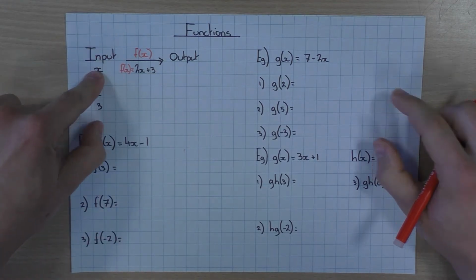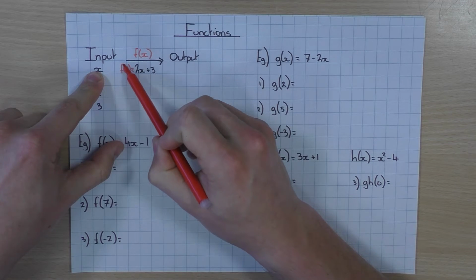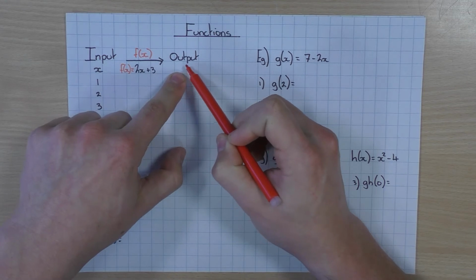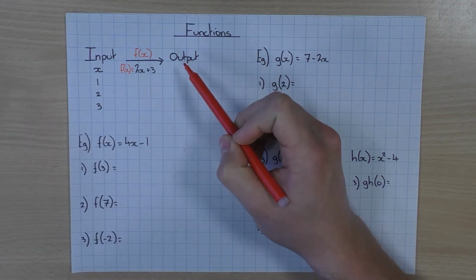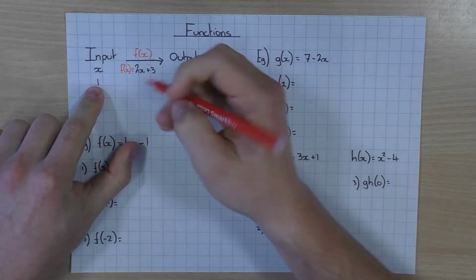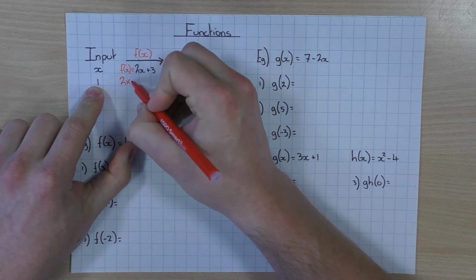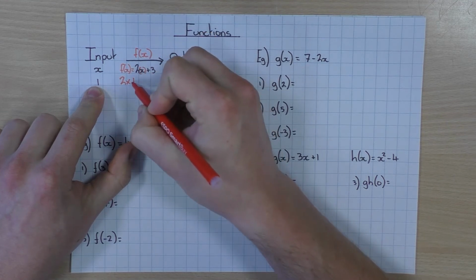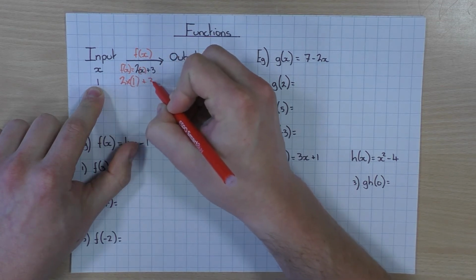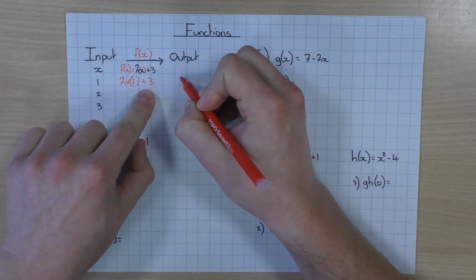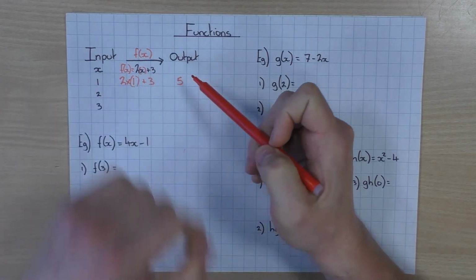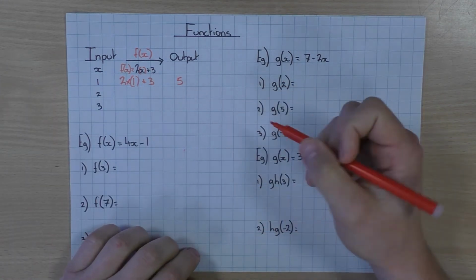When I'm inputting x into the function, all I'm doing is substituting x into this expression, and the output will be whatever I get. A couple of very basic ones here. If x is 1, I'm going to input 1 into this. So it'll be 2 times 1, because if you put a bracket around the x, I'm just substituting 1 into that bracket. So 2 times 1 plus 3. 2 times 1 is 2, plus 3 is 5. So I'm just inputting a value for x into this expression, and it's spitting out the output of 5.